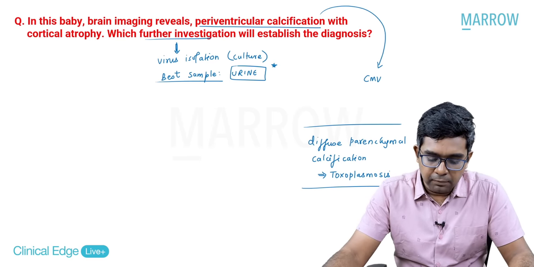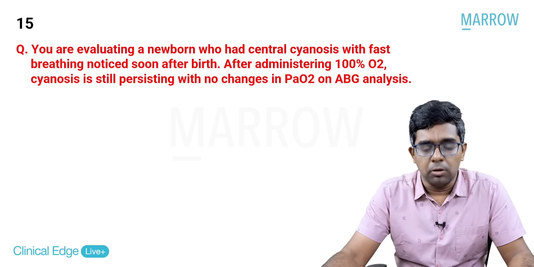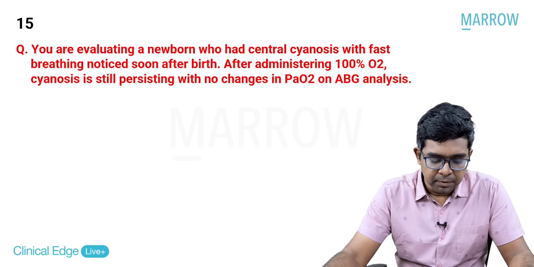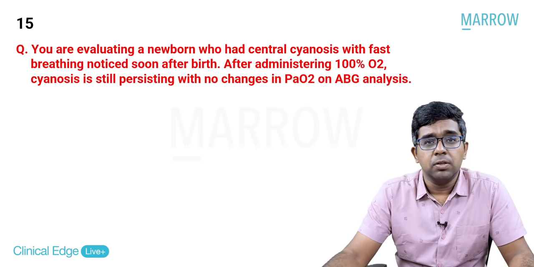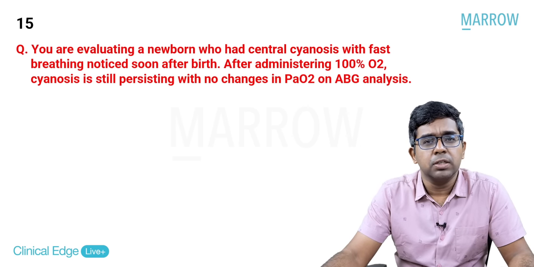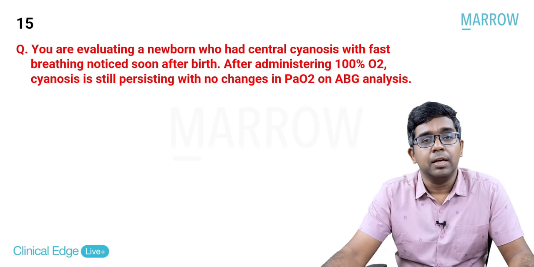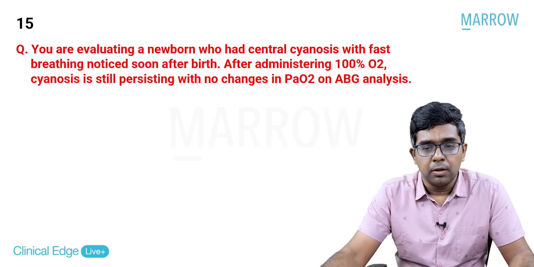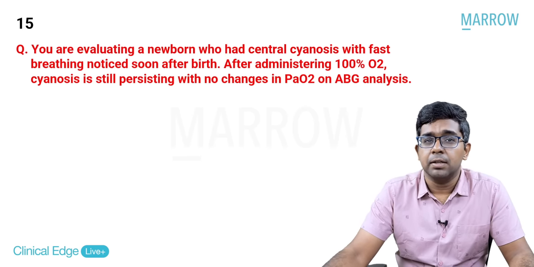Moving on to clinical vignette number 15, you are evaluating a newborn who had central cyanosis with fast breathing noticed soon after birth. After administering 100% oxygen, cyanosis is still persisting with no changes in PaO2 or the arterial oxygen saturation on ABG analysis. The question is, what should be the next step in arriving at a diagnosis?